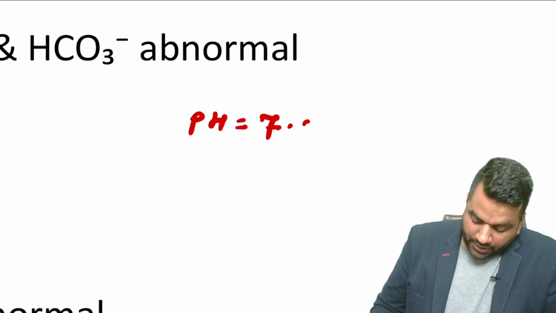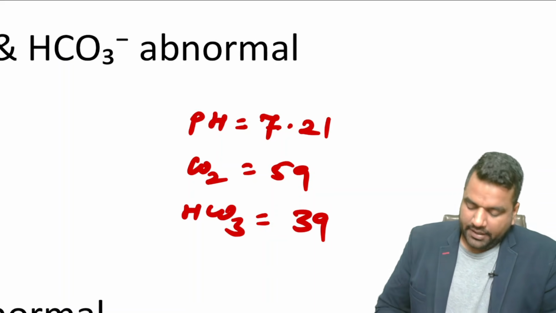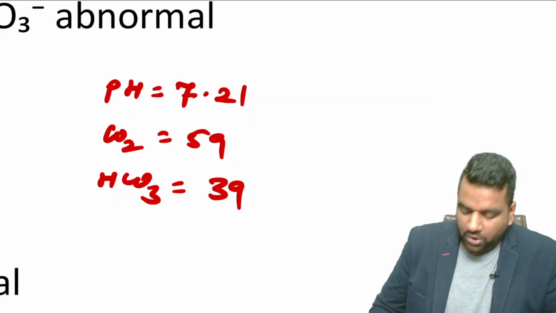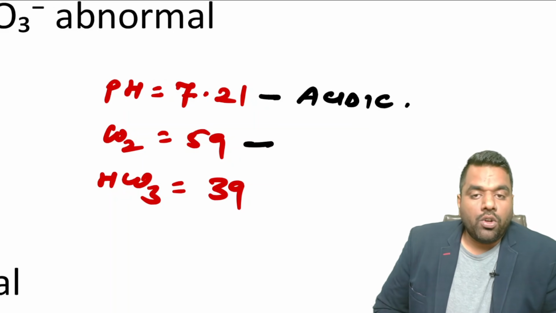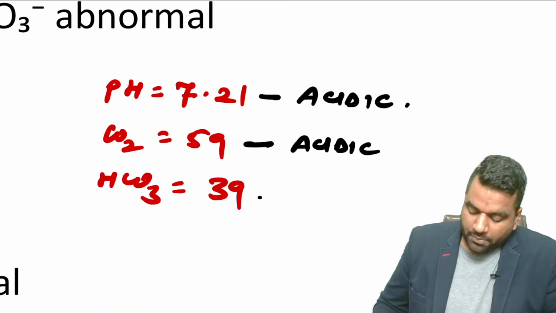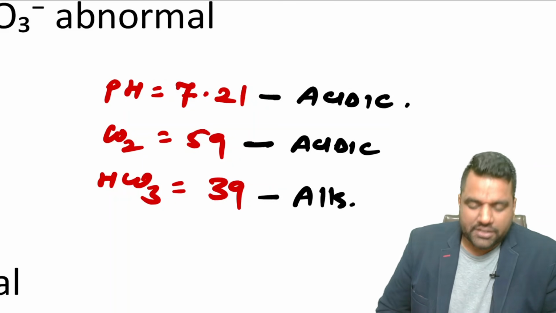That's in partially compensated. In partially compensated, what are the values? Suppose pH is 7.21, CO2 is 59, and bicarbonate is 39. So guys, again follow this step. Check the pH. pH is normal, high, or low? Low. Low means acidic. CO2: low, high, or normal? High. High means it is also acidic. Bicarbonate: normal, high, or low? High. High means the property of bicarbonate is alkaline, so this is alkaline.